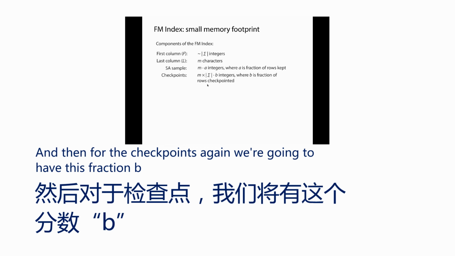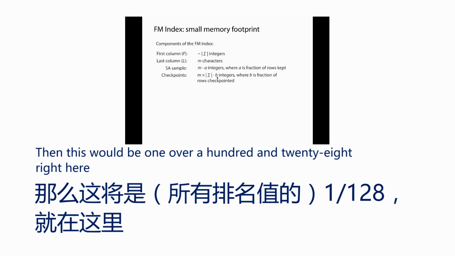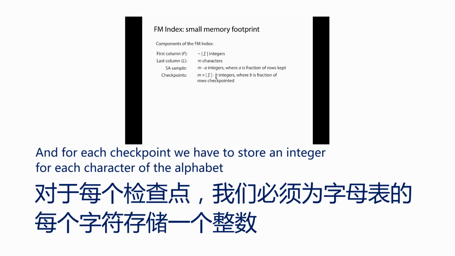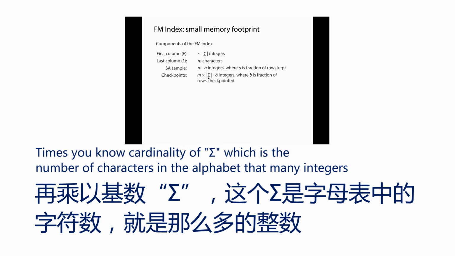And then for the checkpoints, again, we're going to have this fraction b. So let's say we kept a checkpoint for every 128th row, for example, of the Burrows-Wheeler matrix. Then this would be 1 over 128 right here. And for each checkpoint, we have to store an integer for each character of the alphabet. So this is m times this fraction, that's the number of rows for which we're storing a checkpoint, times the cardinality of sigma, which is the number of characters in the alphabet, that many integers.